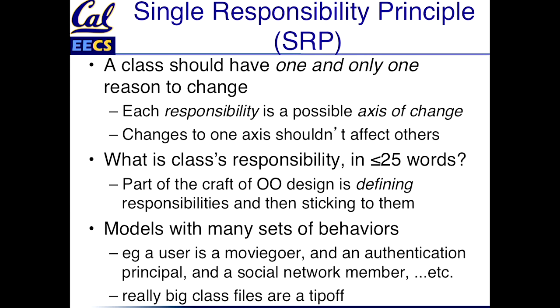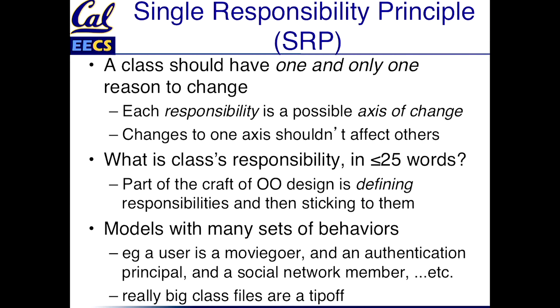So each different responsibility that a class has is a possible axis of change. It's a thing where if you make some change to that functionality, you've got to change the class, even if its other responsibilities aren't affected. So part of good object-oriented design is to try to put your responsibilities in places so that any given class really only has one small set of things that could cause it to change.